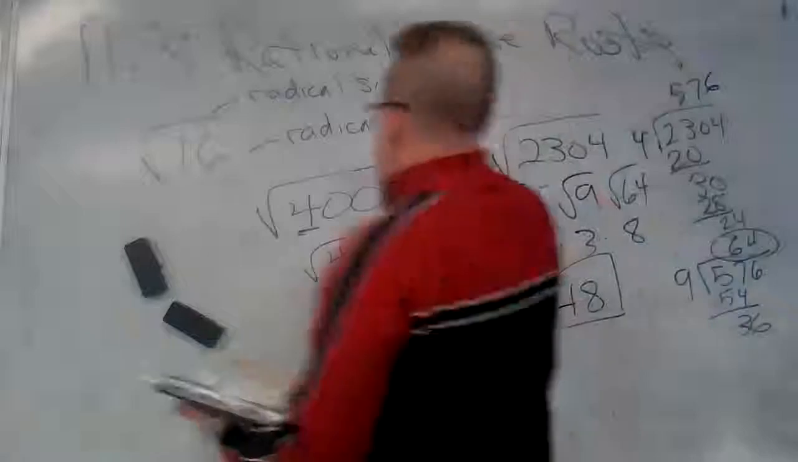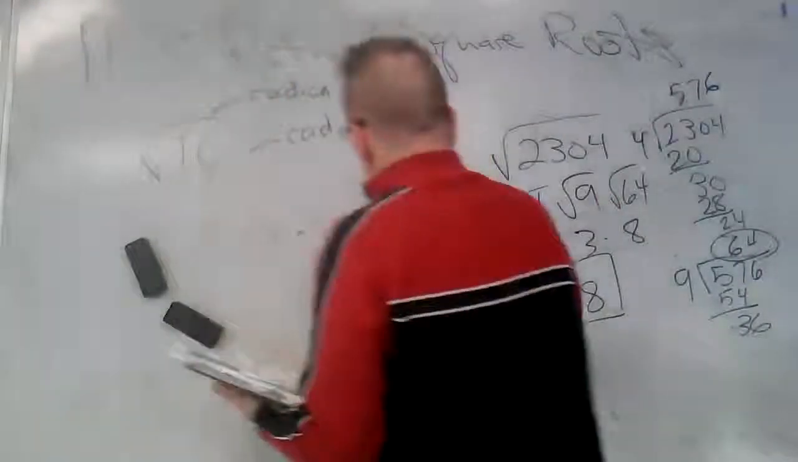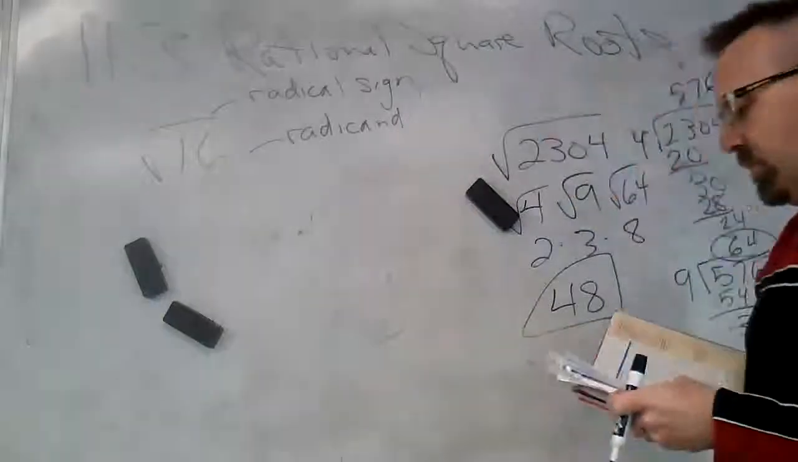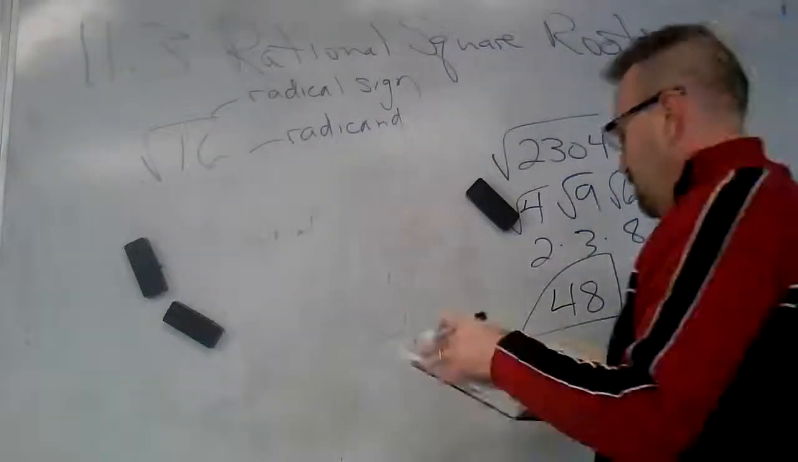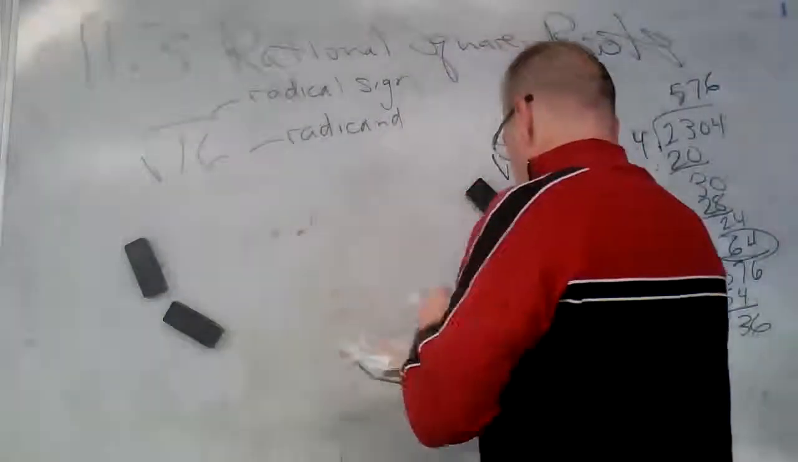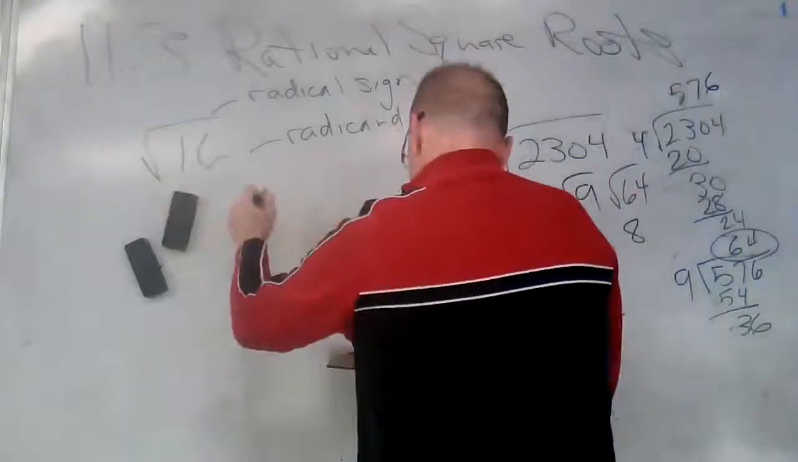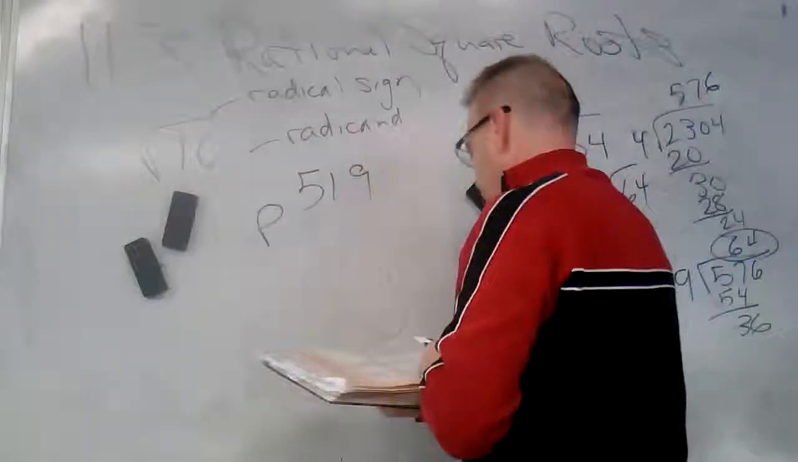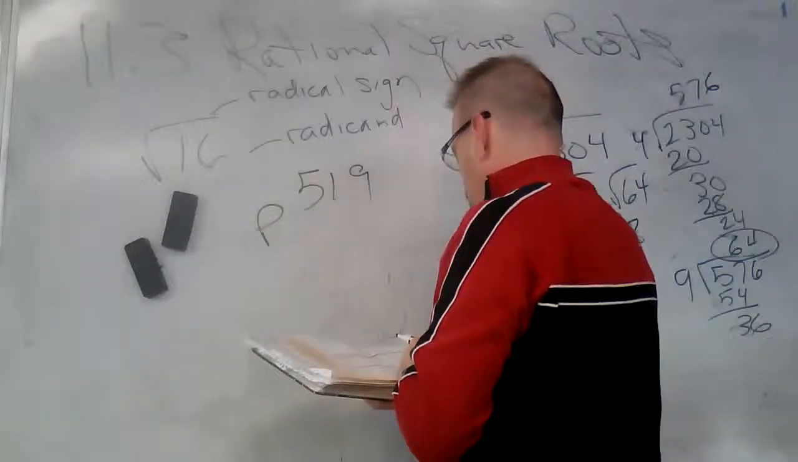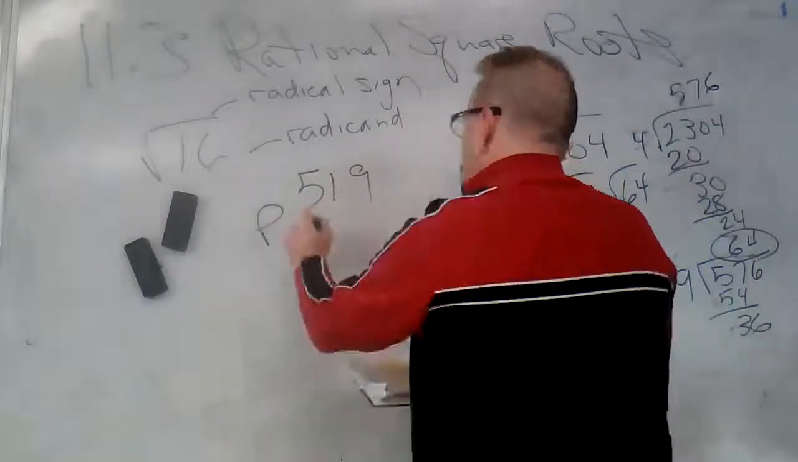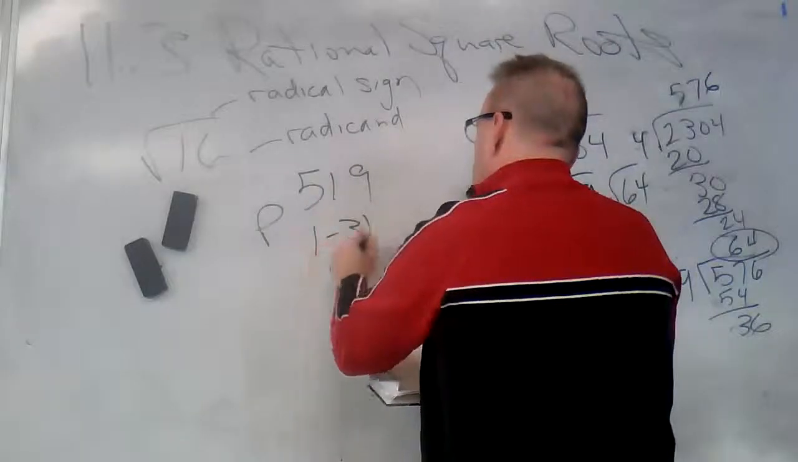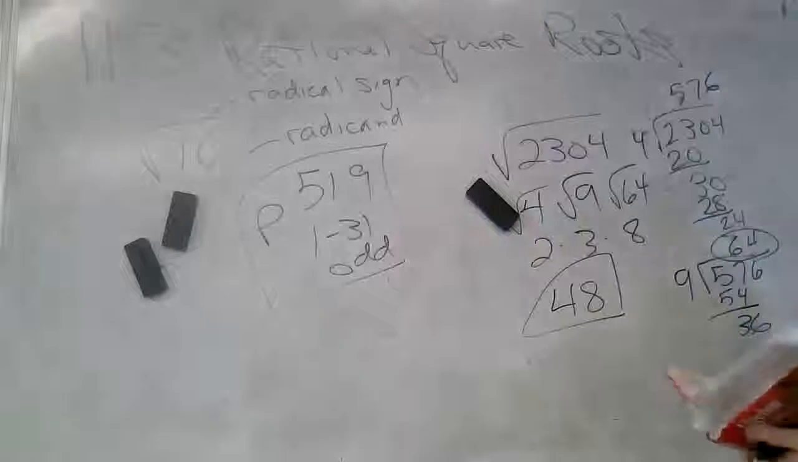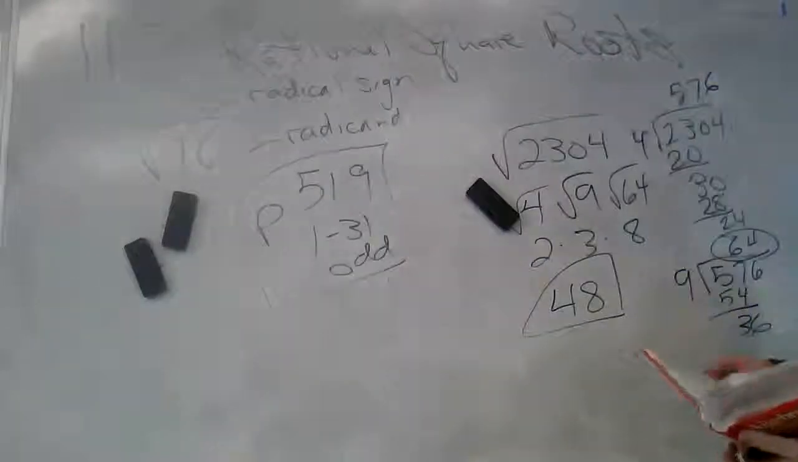Okay, last part. If there is one. No, we are good. All right, on page 519, 1 to 31 odd. Most of these you're going to whisk through real fast. So 1 to 31 odd, page 519.